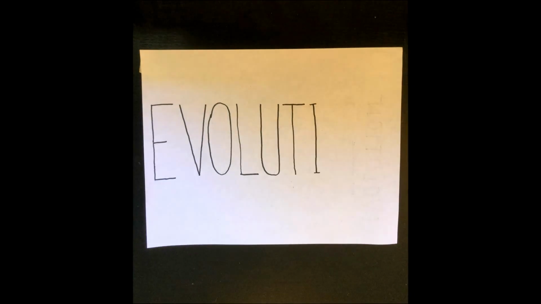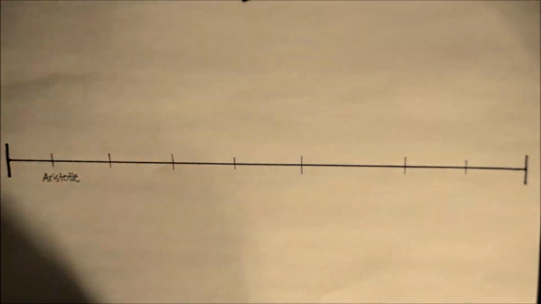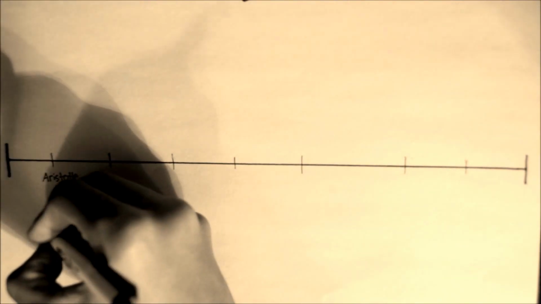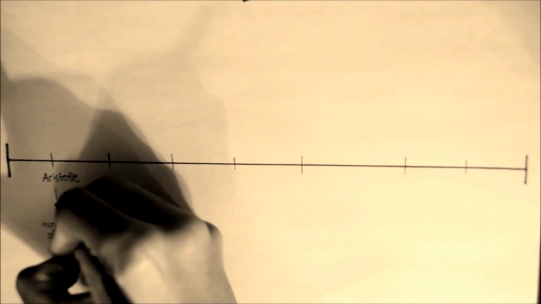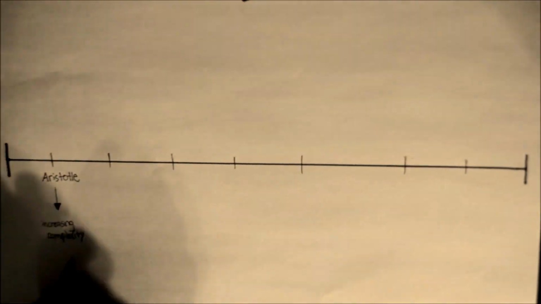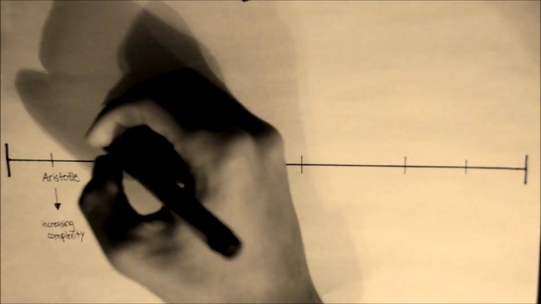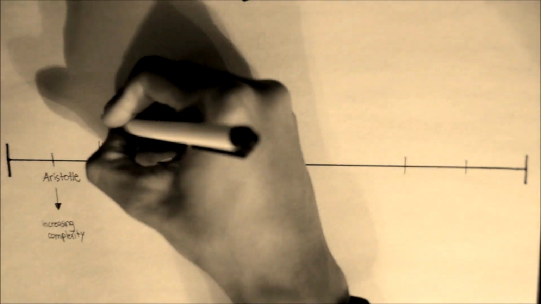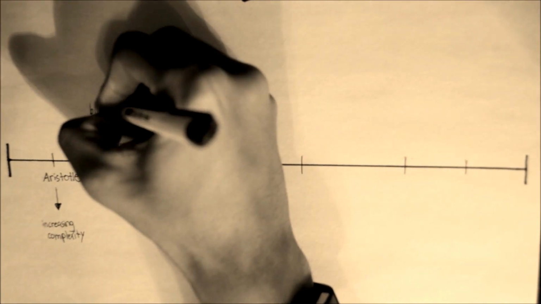Today I'll be teaching you all about evolution. Before we dive into the nitty-gritty side, let's take a look at the history of evolution. Aristotle, the ancient Greek philosopher, was one of the first to observe complexity among organisms. A few centuries later, Linnaeus developed the binomial nomenclature system to classify organisms.